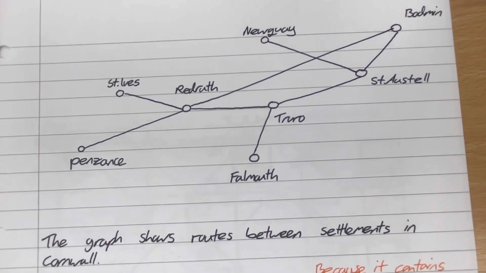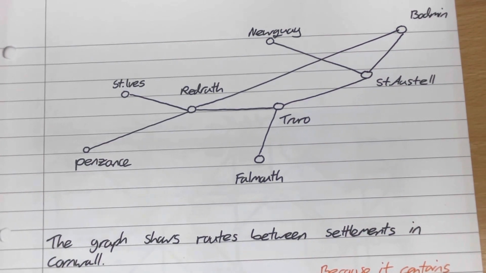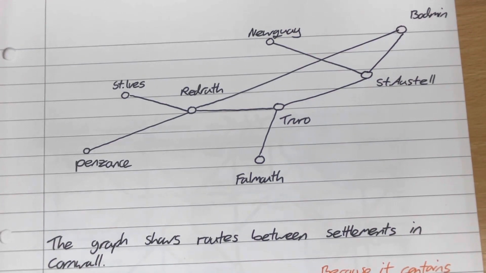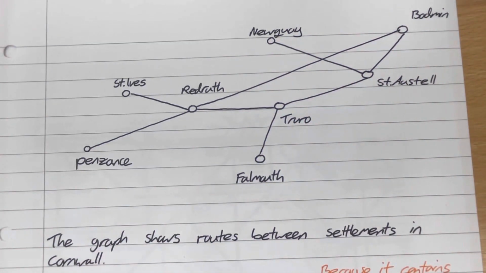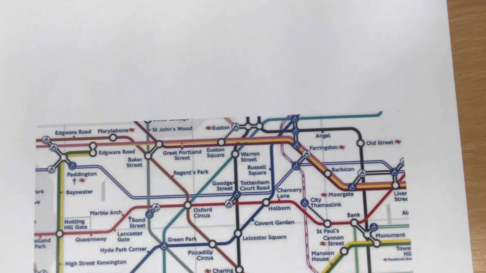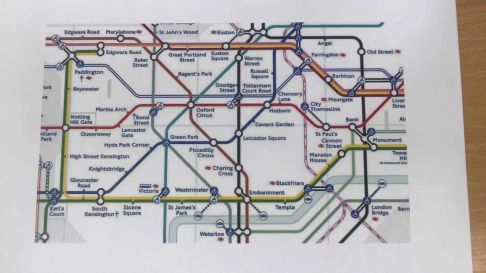Okay, and then on to one of the most famous graphs in the world. It has had some flourishes added to it to make it different looking from what this graph perhaps looks like, but I'm sure that you will recognise it. There we go. This is a graph of the centre of London, specifically the underground trains. So this is still a graph.